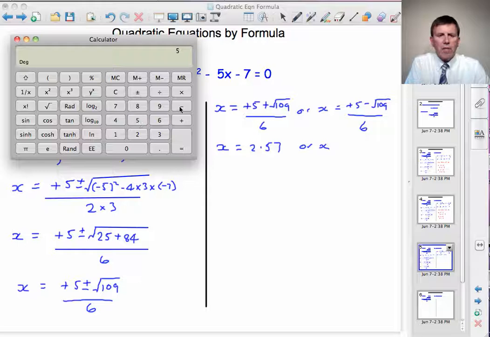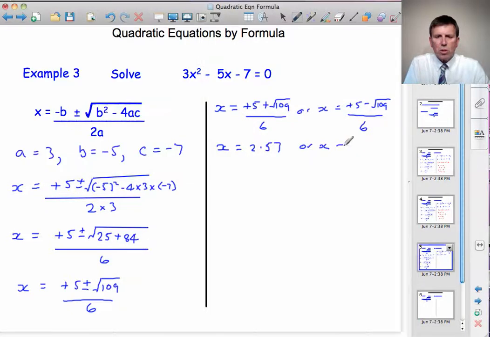And our second answer, we have 5 minus the square root of 109 equals, divided by 6 equals minus 0.907 to three significant figures. Minus 0.907. So there's the answers to this particular equation. X is 2.57 or minus 0.907.